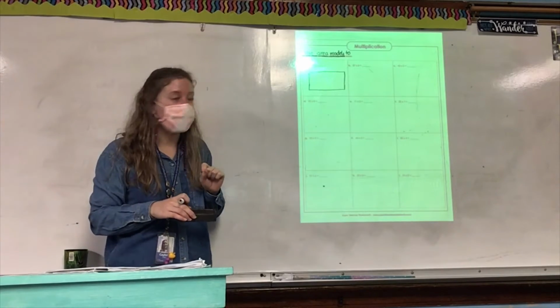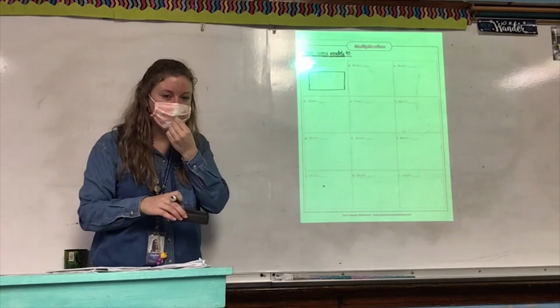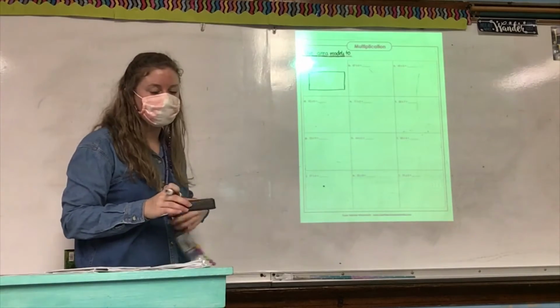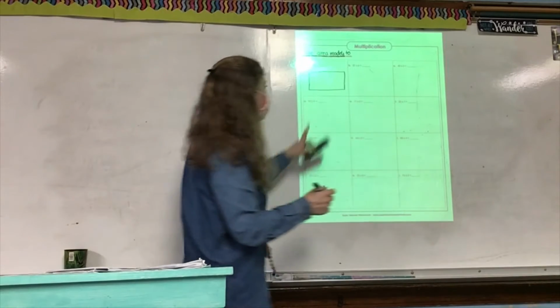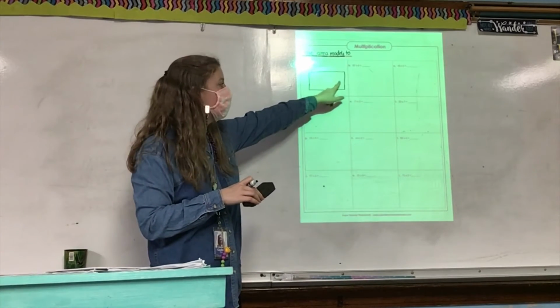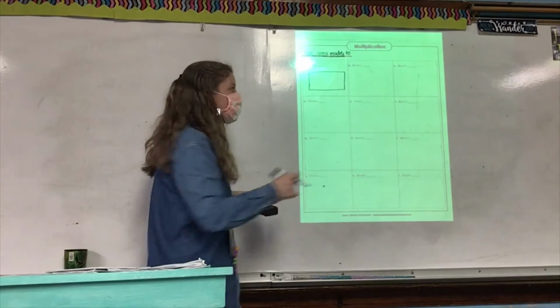Okay, step 1, draw a large rectangle. Done. Step 2, split the rectangle into 2 pieces, with the larger piece on the left and the smaller piece on the right.